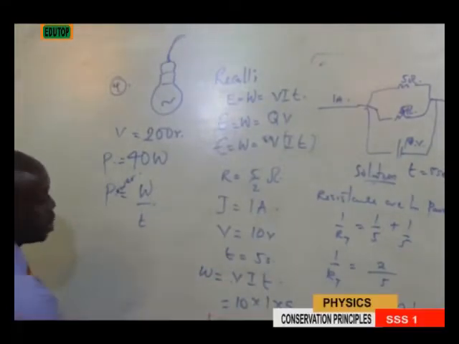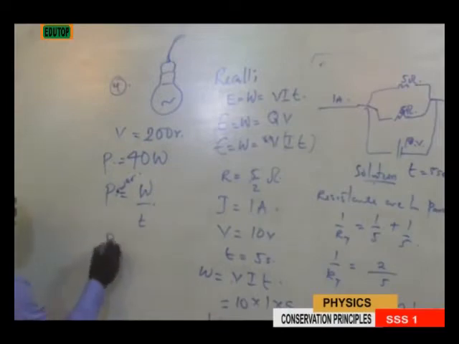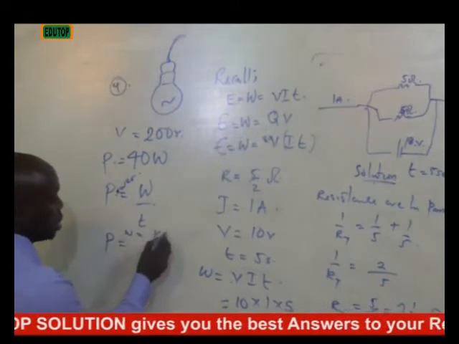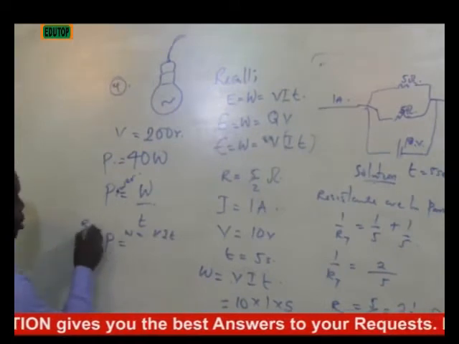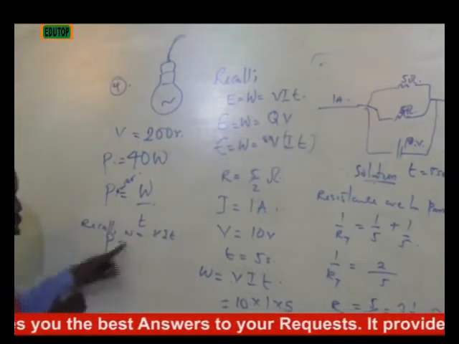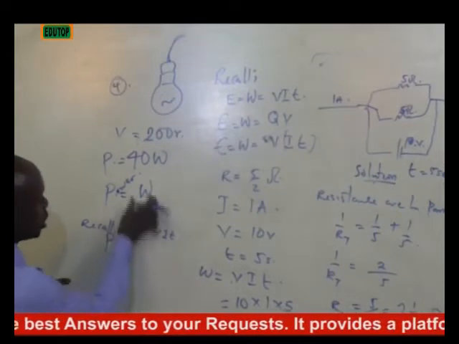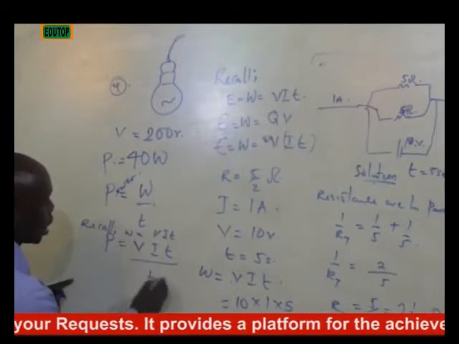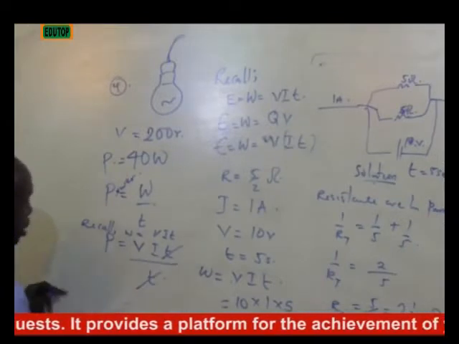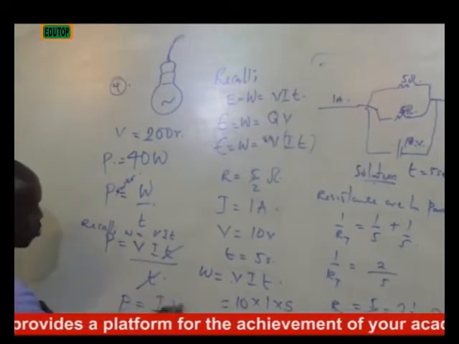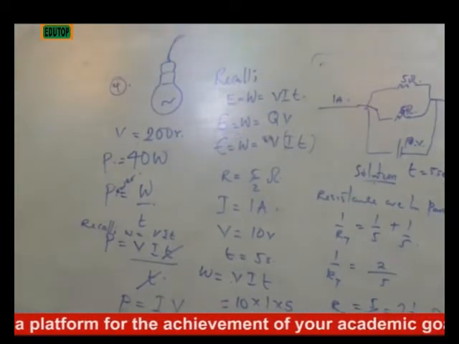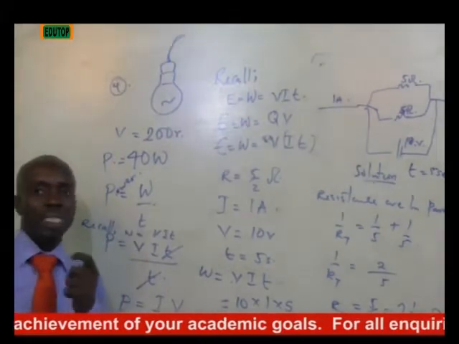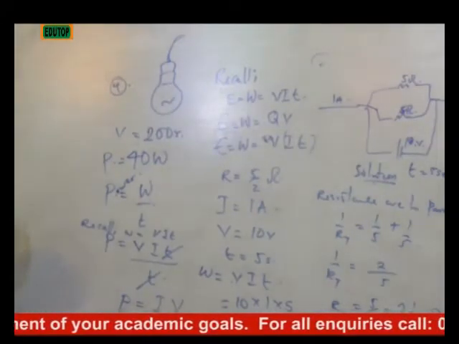So if you are to bring work done in here, you have your P equals, remember, work done is VIT. You tell them, recall. So if work done is VIT, if you bring work done into this space, you have VIT all over time. So time will cancel each other, so your power will become current times voltage. What are we asked to obtain? In the question, we are told to obtain the resistance.